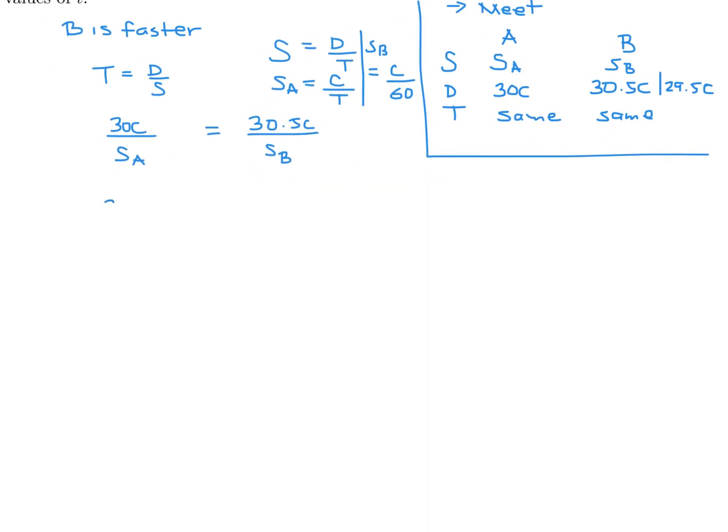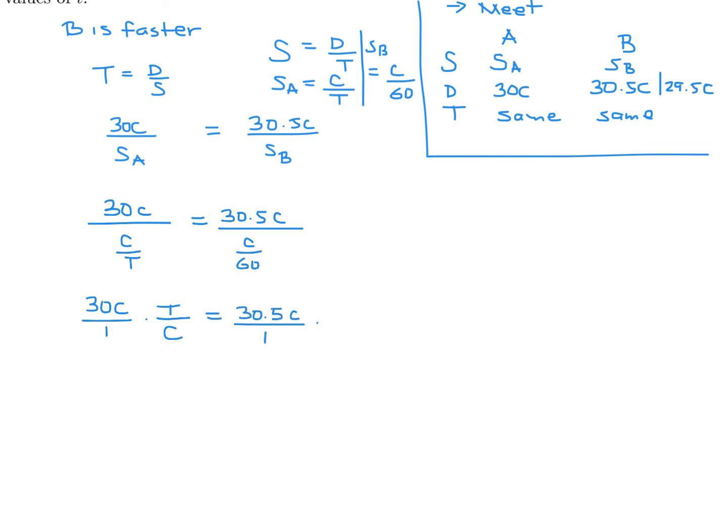Okay, so plug that in. This is 30c. SA, we just got c over t. This is 30.5c. And SB, we got c over 60. So 30c over 1 times, invert and multiply, you get t over c. And on this side, we get 30.5c over 1, times 60 over c. So the c's cancel, so all you're left with is 30t equals 30.5 times 60. And that looks like t will be 2 times 30.5, which is 61. So there you go, that's one time.